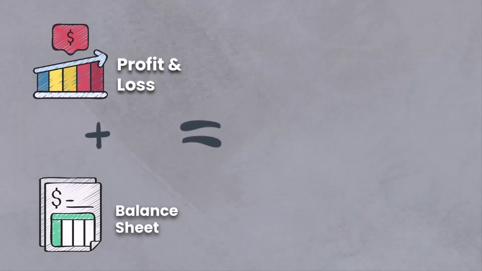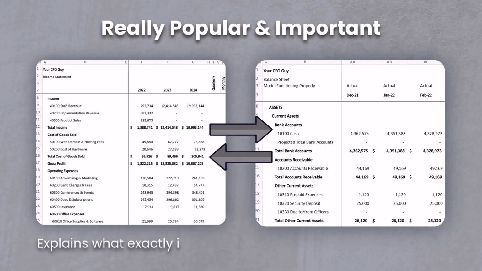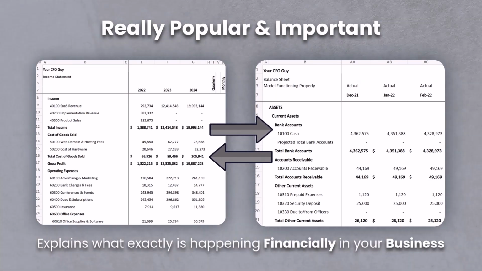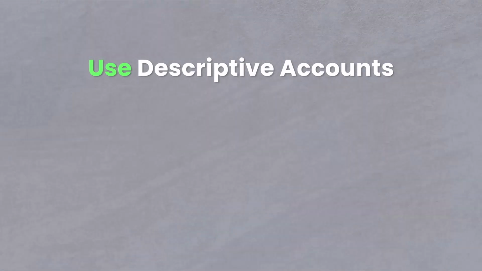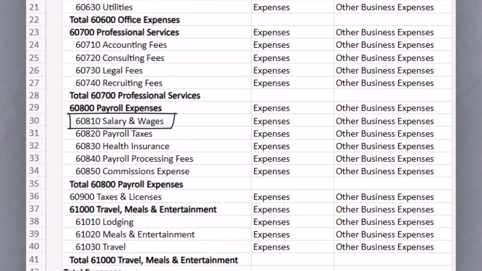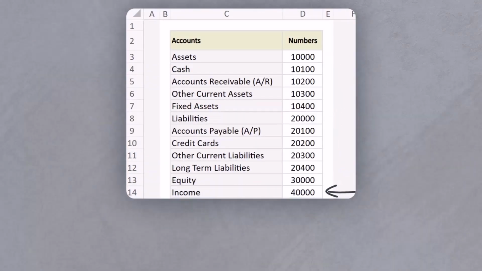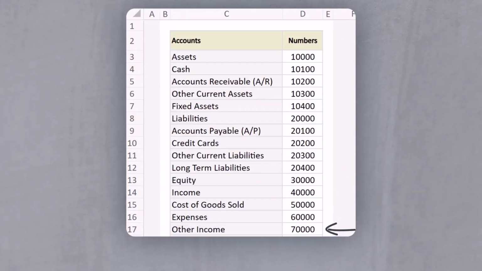These allow you to easily communicate what is happening in your business to the readers of the financial statements. The key is to use accounts that are descriptive but not redundant. Group relevant accounts into sections and use numbering to assist in the ordering of your chart of accounts.